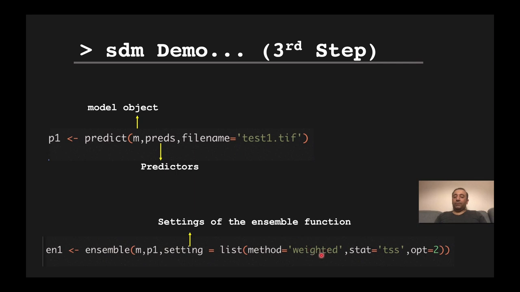When you use, for example, weighted averaging, you're going to use the performance metric as a weighting factor. TSS is used here, the TSS metric, but it can be AUC or other metrics that are available in the package. When you use a threshold-dependent metric like TSS, you're going to specify which optimization threshold criterion is used. Here the default is 2. That refers to the threshold that maximizes TSS. The details are available in the help page.